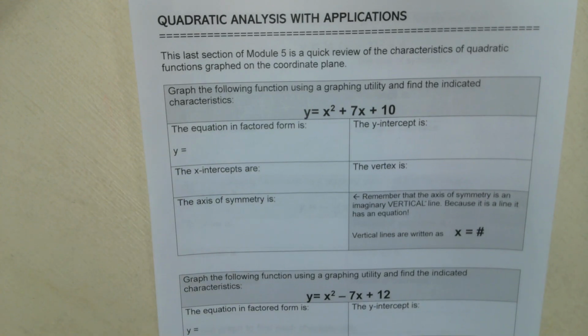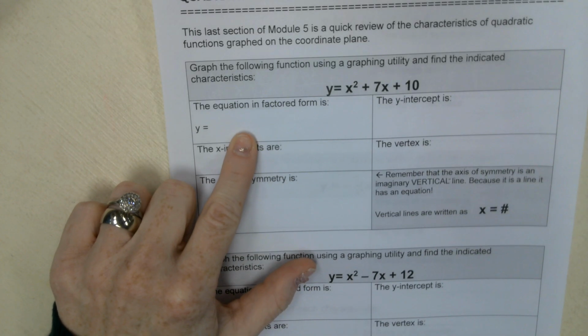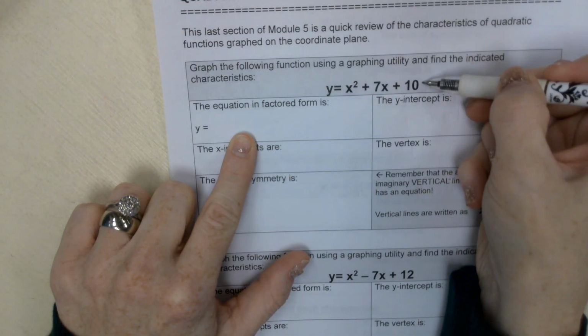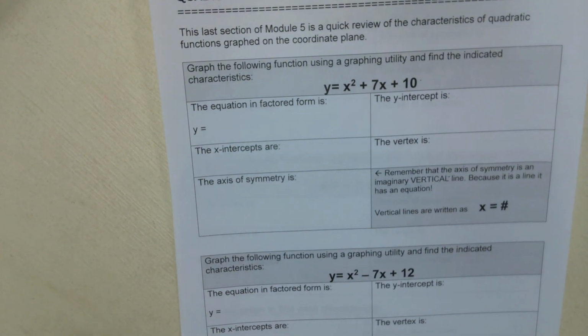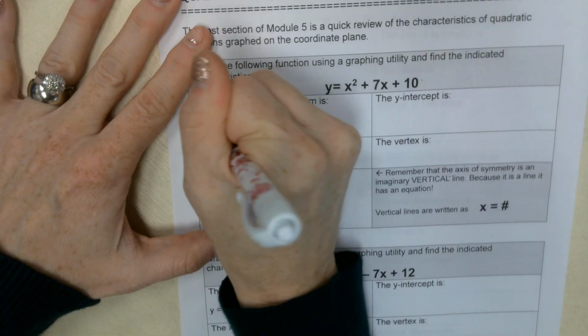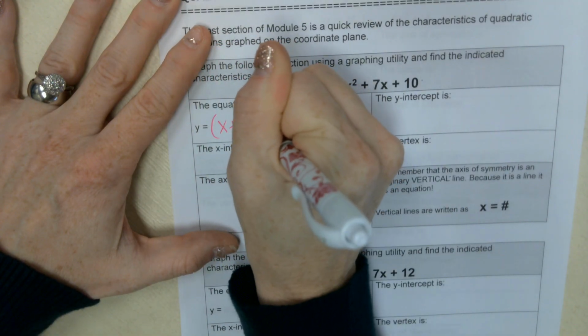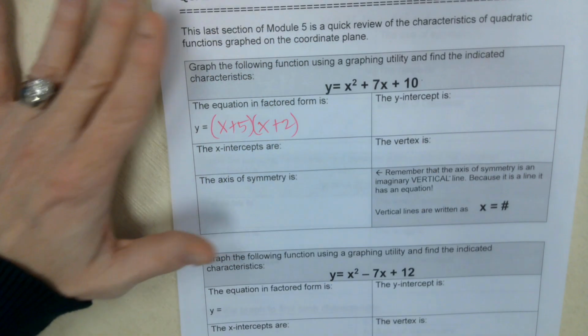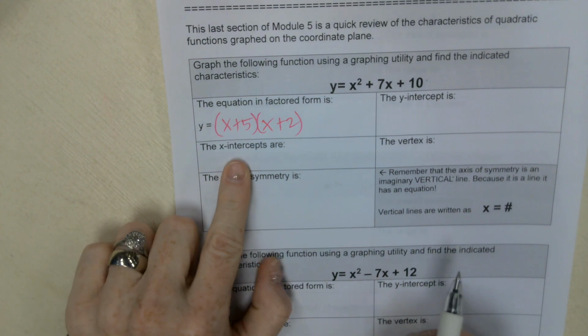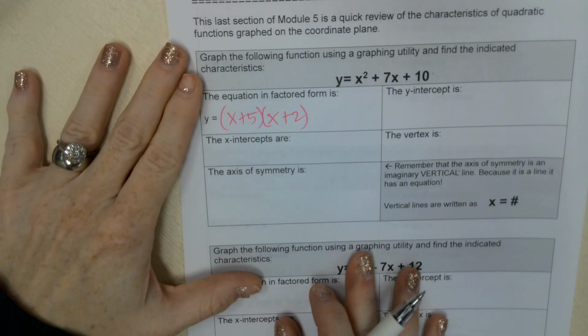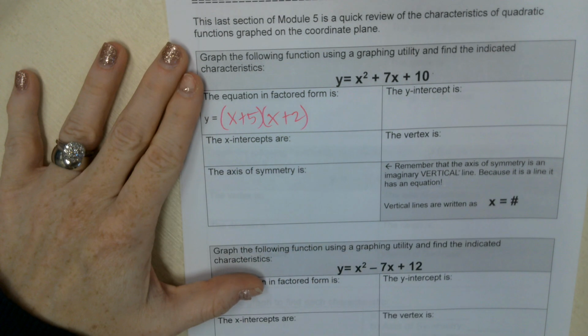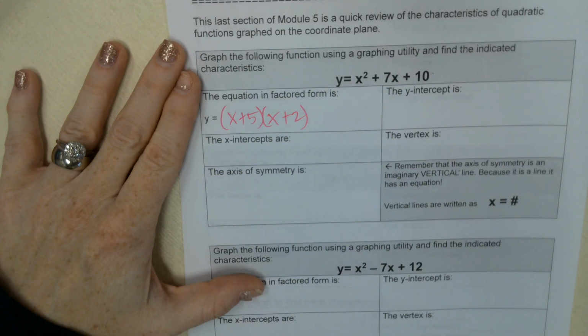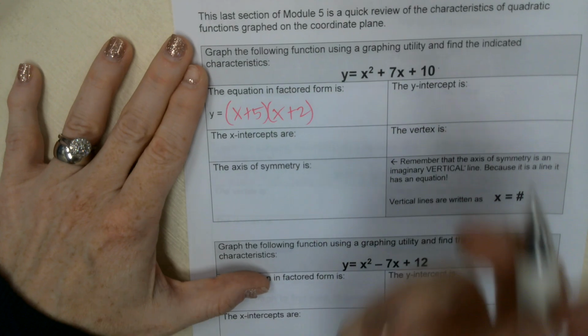Right here, it says, graph the following function using a utility and find the indicated characteristics. Before I do that, I want to factor this. What two numbers multiply to give me 10 and add to give me 7? 5 and 2. Okay? So that tells me what my x-intercepts are going to be. Now, it is very important when you type this stuff into Blackboard that you put these in the correct notation.